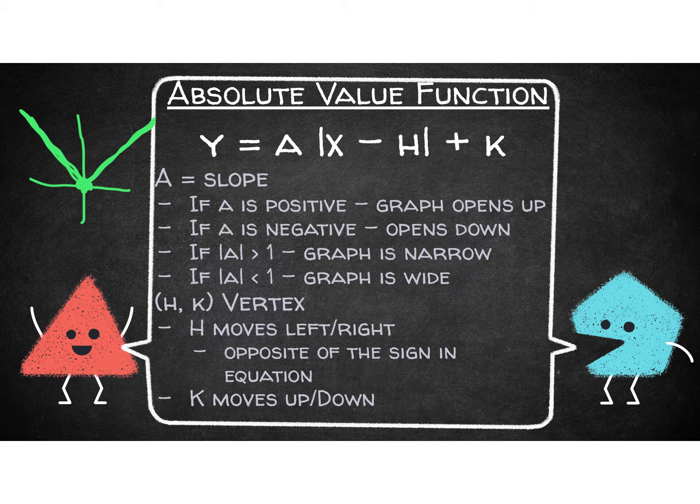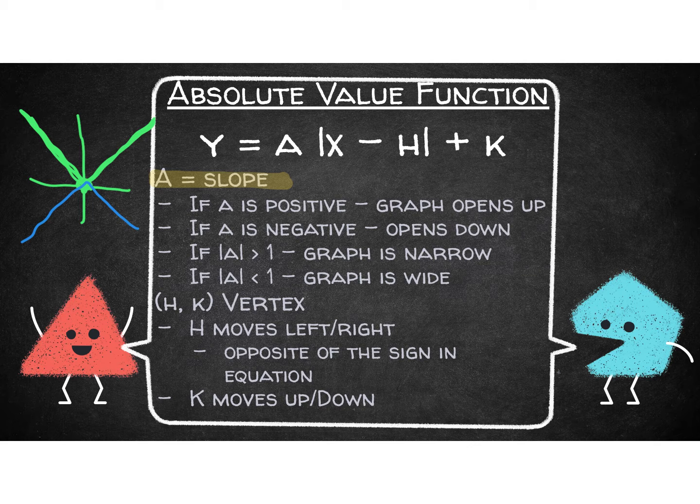Okay, so the a is then the slope. Whatever the a is, that's going to be the slope of how far we count. If a is positive, then our V is going to open up like this one does here. If a is negative, then it's going to open down. So it'll flip over and look like that.